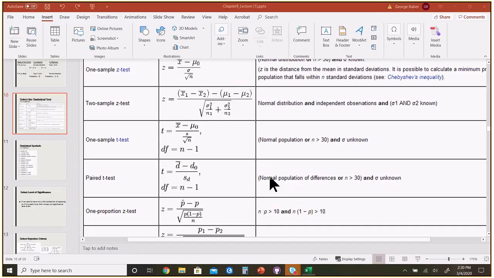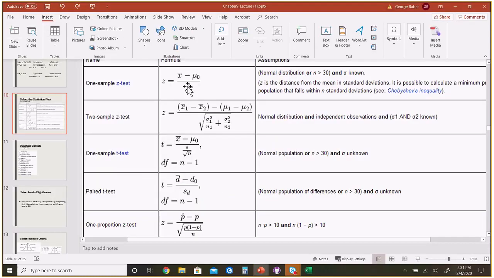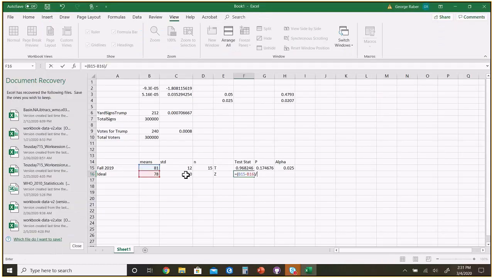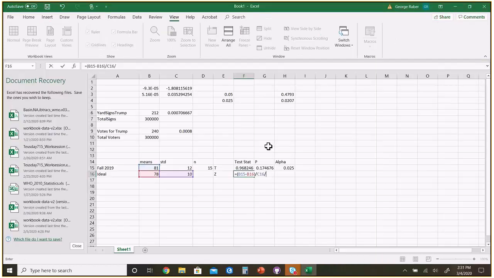Okay, now if we want to do z, the formula changes just a little bit. It's still the mean minus the ideal, but we would divide it by the population standard deviation, which is this value, divided by the SQRT of the sample. See how that's different. And I want to put a parenthesis around all of this so that it gets done first.